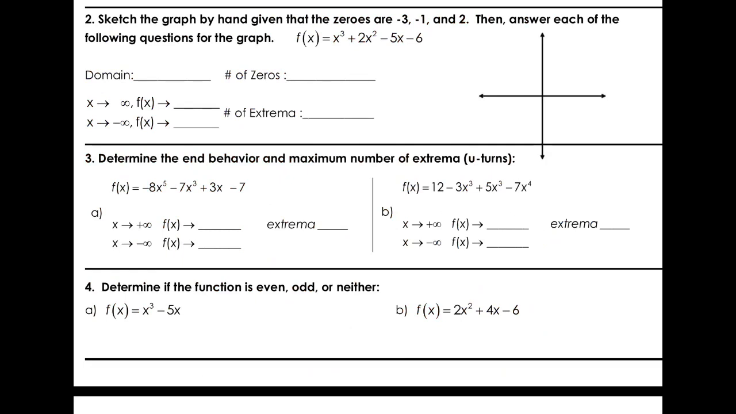Let's continue along. Number 2. I'm moving fast because, again, like always, you can rewind this and watch it again later. All right, so it says, sketch a graph by hand given that the zeros are -3, -1, and 2. Then answer each of the following questions. All right, so guys, first thing, we look at this right here. We know a couple things. We know that this is the y-intercept because it's the constant, and we know that this is an odd function because the highest exponent is 3 there.